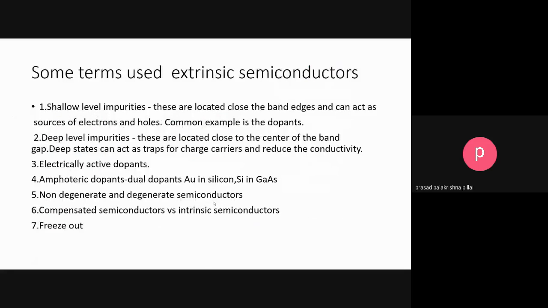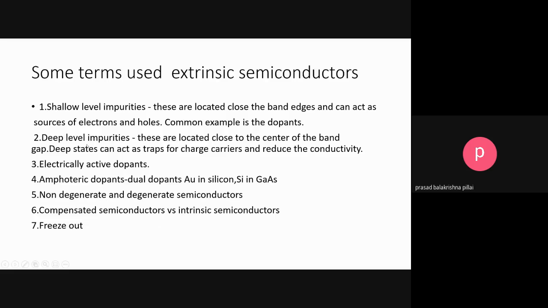They are shallow level impurities. Normally all the dopants are shallow level because they are providing electrons or holes to the conduction band or to the valence band. So another name for these impurities is shallow level impurities, and the level they form is a shallow level.